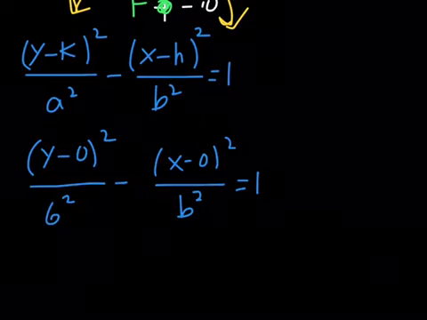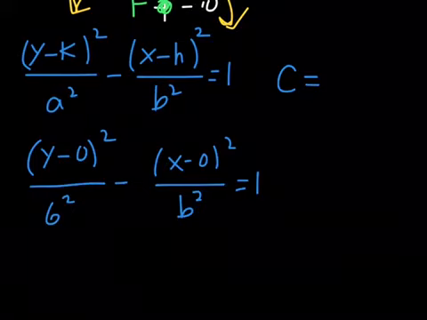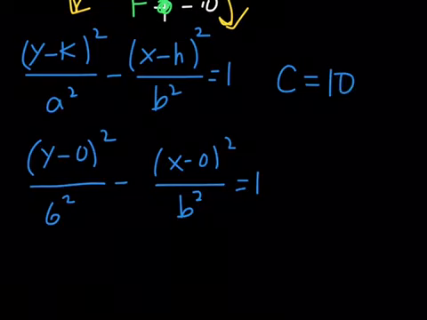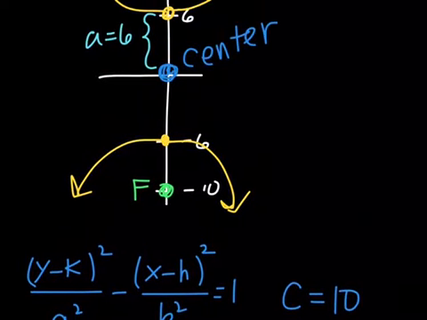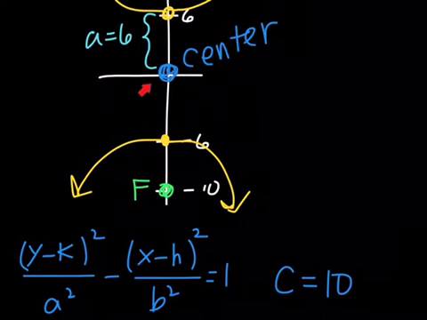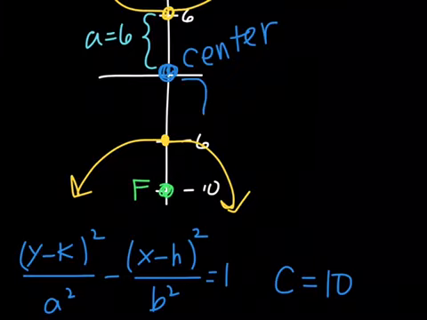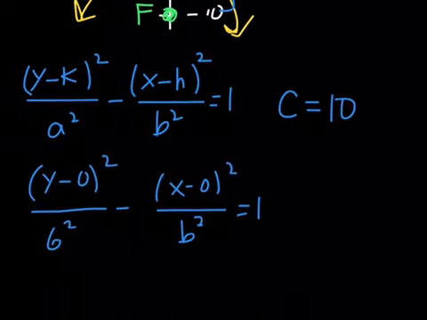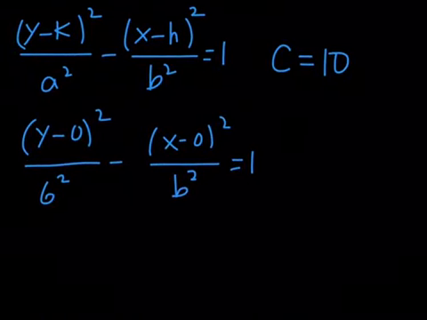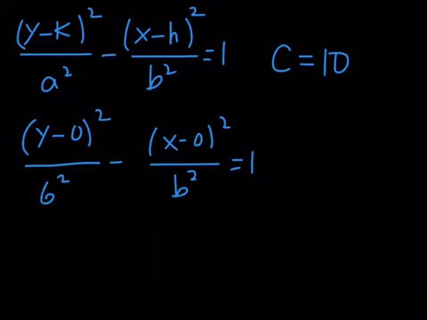Okay. Do you know what c is? c was given to you. c is the distance from your center to your foci. But the distance from your center to your foci is 10 units, isn't it? Look at the picture. The distance from this center to this focus is 10 units. So c must be 10, right? This distance right there, c must be 10. So they gave us c. They gave us, really, they gave us a as well. So what's missing is b in order to finish this off.